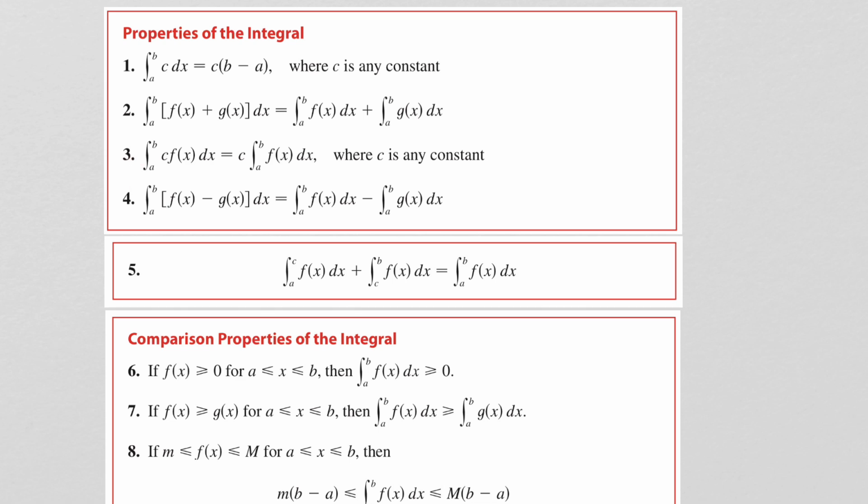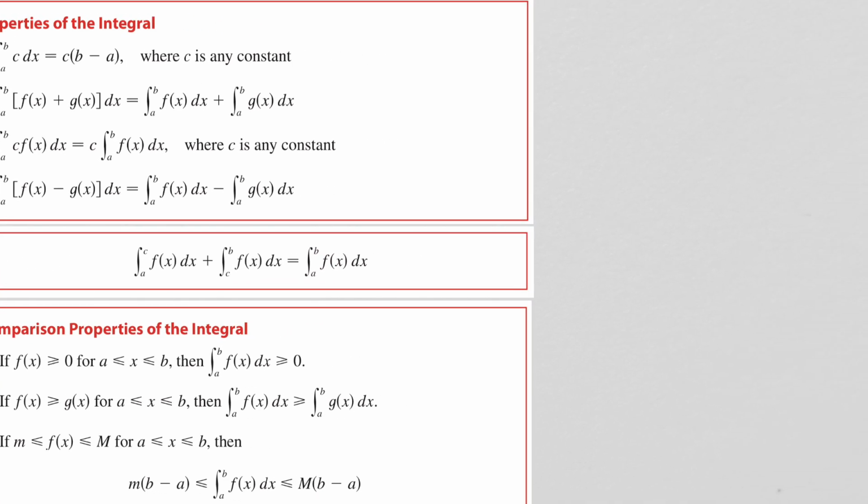The third property says if you have a definite integral of a constant multiple of a function, you can pull the constant out of the integration process. The fifth one says if you have the integral from a to c of f of x dx plus c to b of f of x dx, you can take the integral from a to b. Let me show you why this one is true.